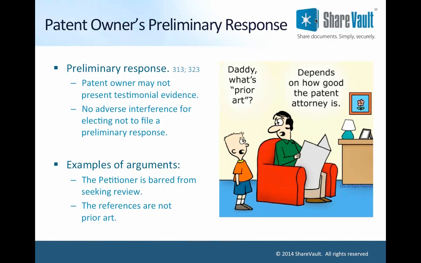The kind of thing that generally would be brought would be an example that the petitioner is barred from seeking review because he may be estopped, or because he filed an earlier civil action, or that the references are not prior art.